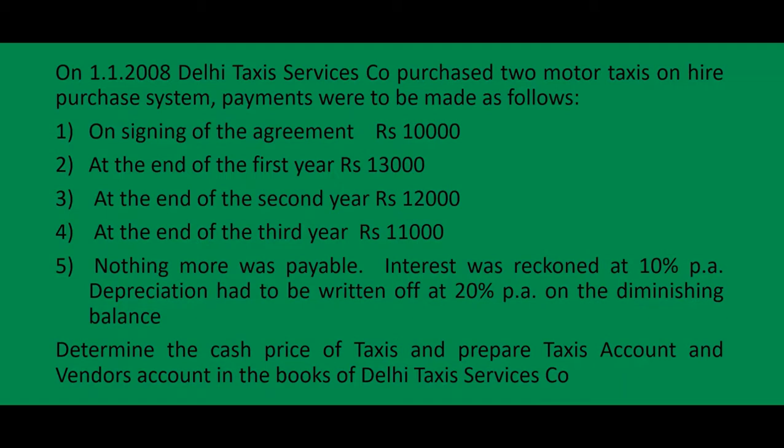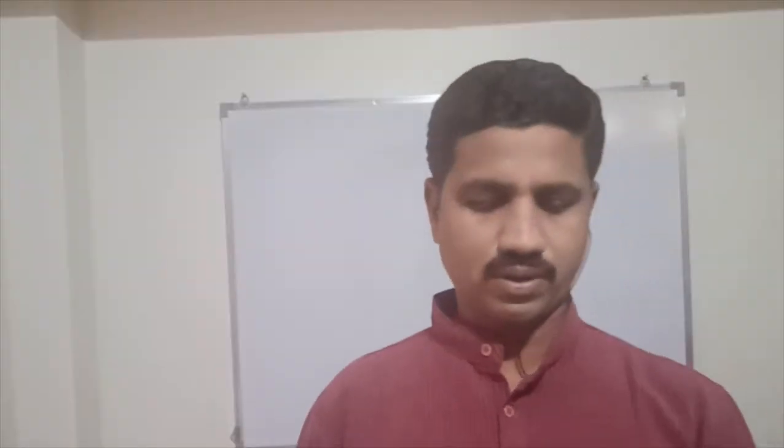Depreciation had to be written off at 20% per annum on the diminishing balance. Determine the cash price of taxis and prepare taxis account and vendors account in the books of Delhi Taxis Services Company. Now, let's move to the whiteboard.